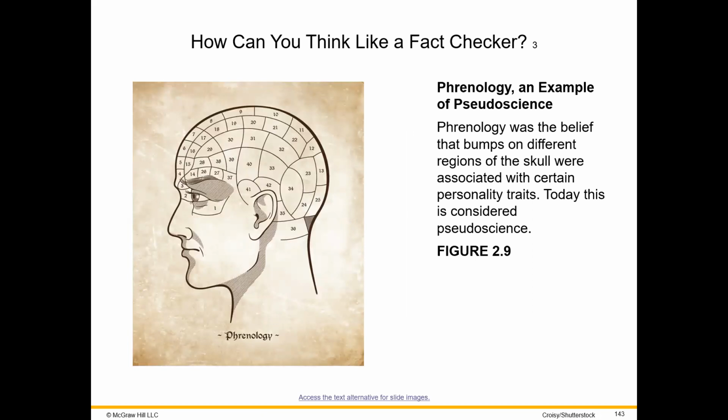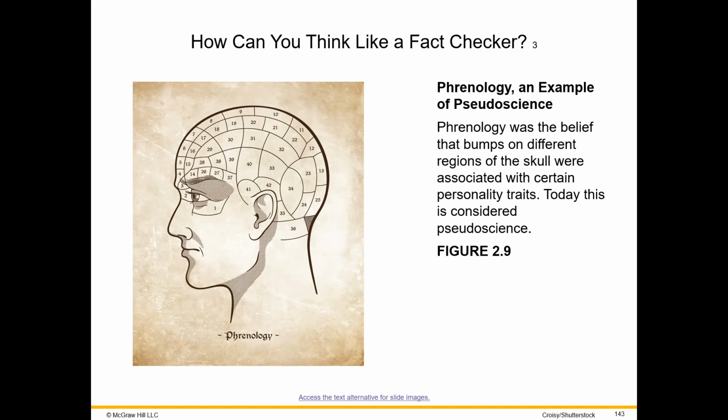And an amazing example of pseudoscience to start off is phrenology. This was started in the 1700s by a German physician, Franz Joseph Gall, who proposed that bumps on different regions of the skull were associated with specific personality traits. This concept later became known as phrenology. It became very popular in the early 1800s, and even the Queen of England, Queen Victoria, and her husband had their children's heads read by a phrenologist to assess their children's personalities.